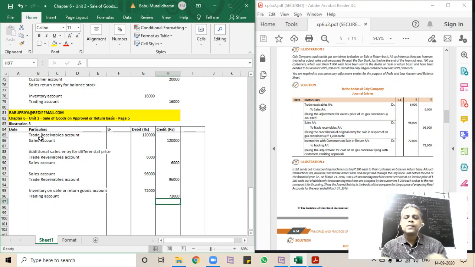Okay. If the goods are returned, again I'm repeating, if the goods are returned in the subsequent period, then no entry needs to be passed in the books because it has already been taken into inventory. If the goods are sold in the subsequent period, then you have to process a sales entry. Okay.